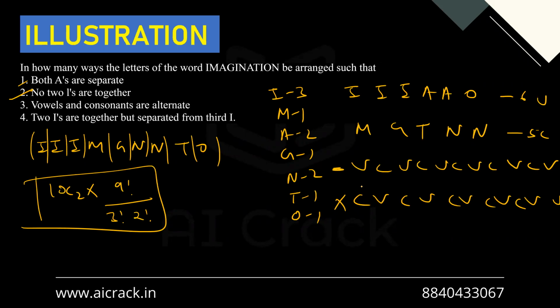So to arrange the vowels, what we'll be doing? 6 factorial divided by 3 factorial, 2 factorial, multiplied by the arrangement of consonants, which will be 5 factorial divided by 2 factorial because of this. So this is the answer.